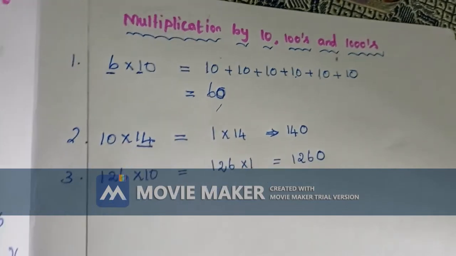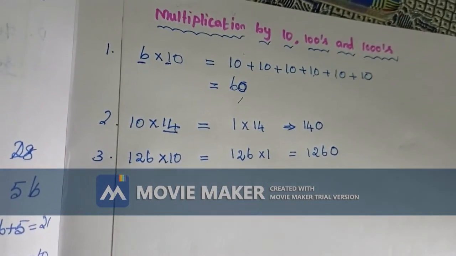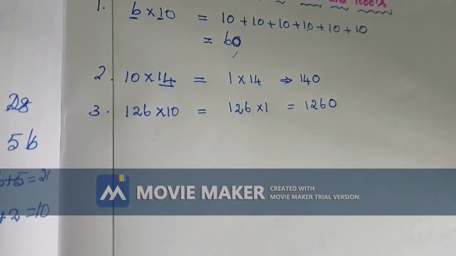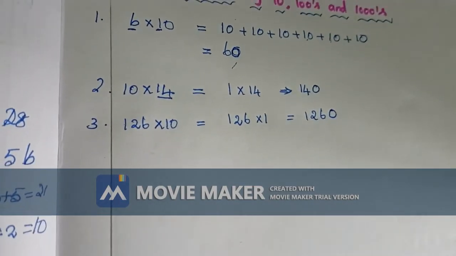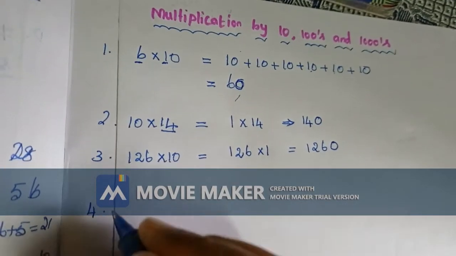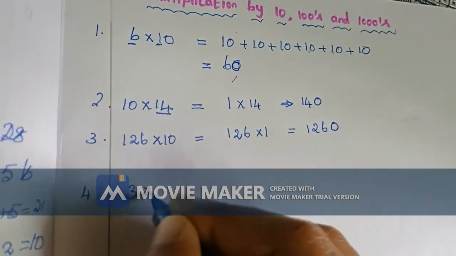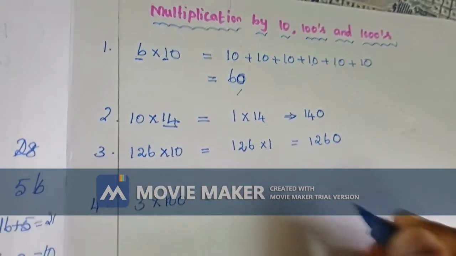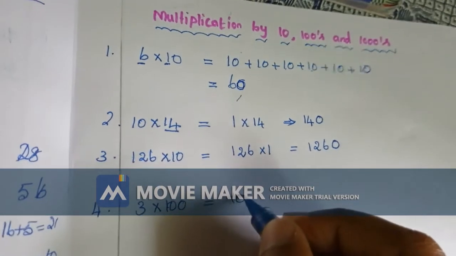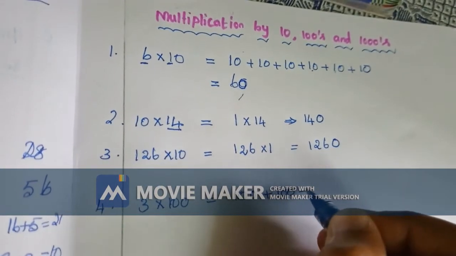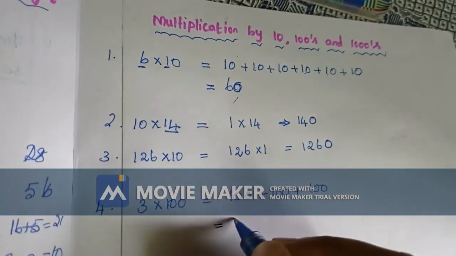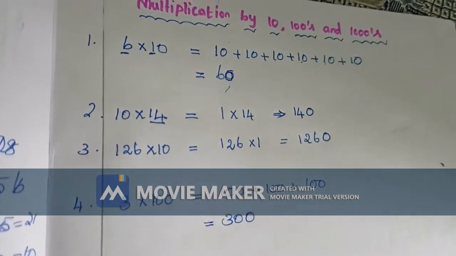Now let's look at another method, that is multiplication by 100. For example, 3 multiplied by 100. What is the meaning of this? Yes, we have to add 100 up to 3 times. 100 plus 100 plus 100, 100, 200, 300. So we get the answer 300.